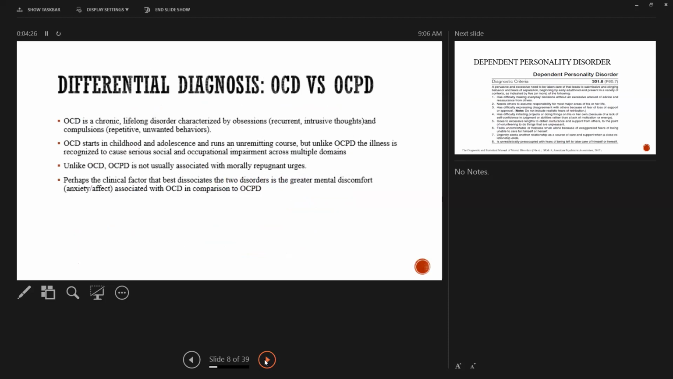Now, OCD is a chronic lifelong disorder, which is characterized by obsessions and compulsions. It will usually start in childhood and adolescence, and it will usually run an unremitting course. But unlike obsessive-compulsive personality disorder, OCD will cause serious social and occupational impairment across multiple domains. And a patient of OCPD will usually not have morally repugnant urges also. And the clinical factor that we can best use to differentiate between the two is that a patient of OCD will have greater mental discomfort, more anxiety, as compared to the patient with obsessive-compulsive personality disorder.